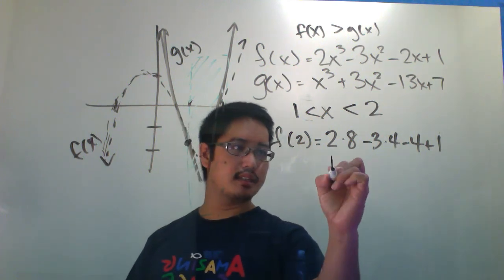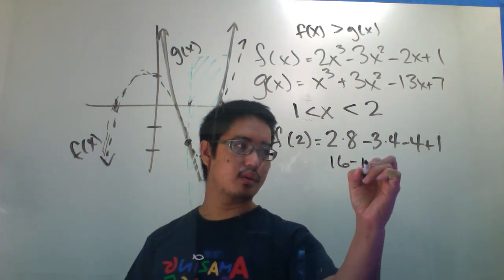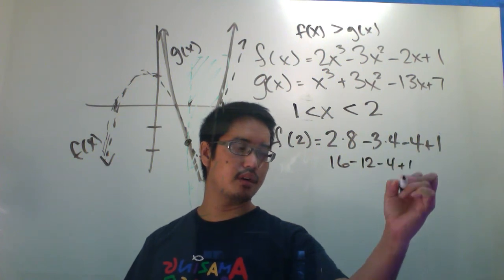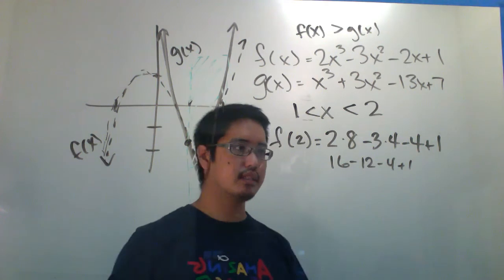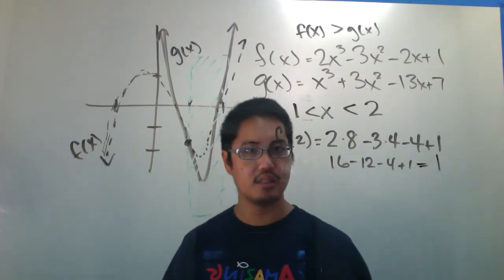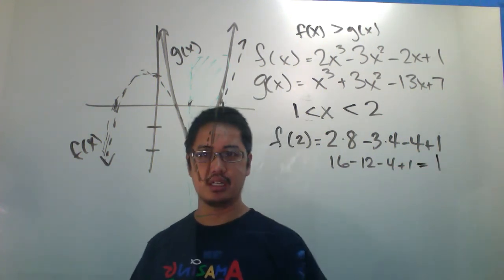So let's see, that's 16 minus 12 minus 4 plus 1. Okay, 16 minus 12 minus 4, that's 0, plus 1. That's simply equal to 1. So f of 2 is equal to 1.